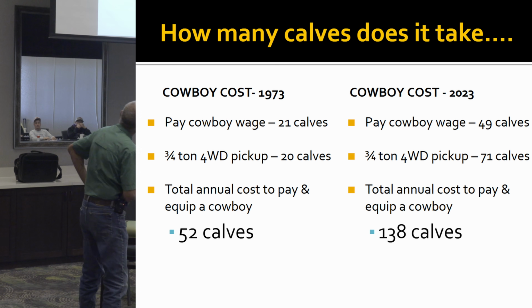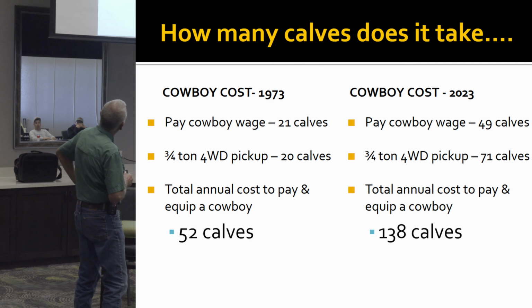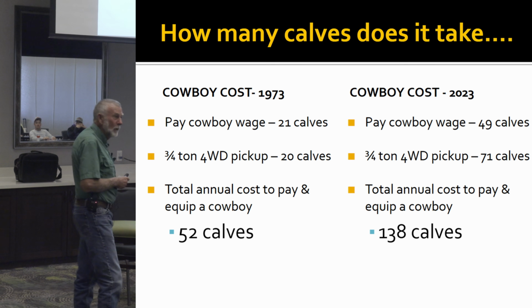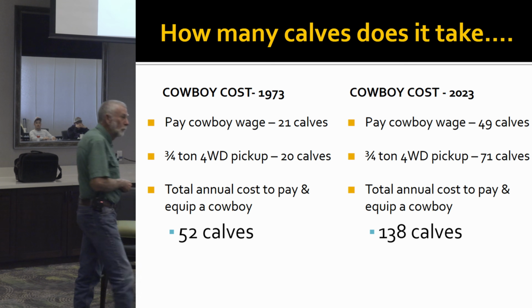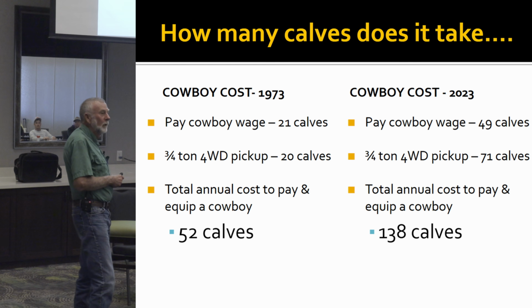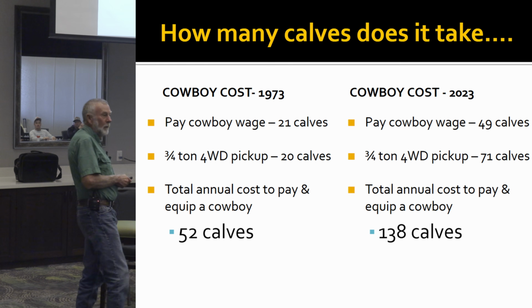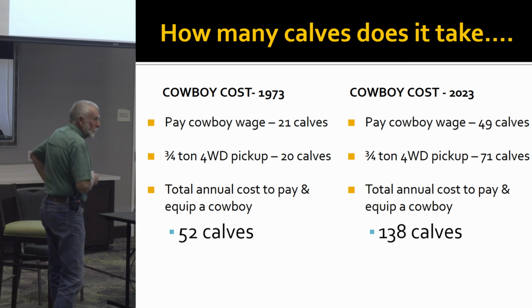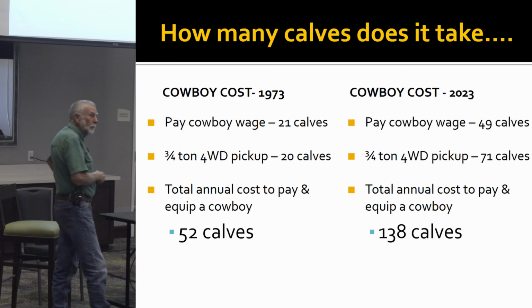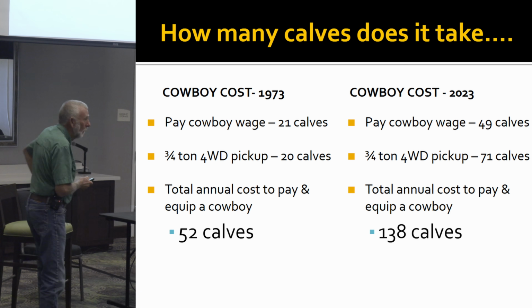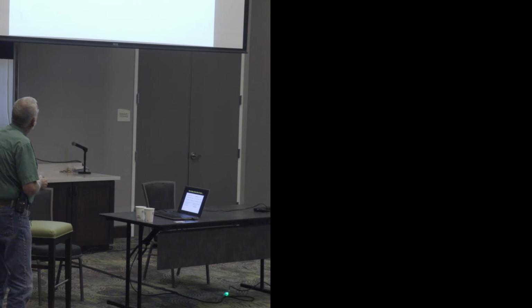Now, I find it interesting that in 73, the cost to pay the cowboy, the cost to buy a truck were essentially the same. Here, it's 40% higher for the truck. You know what that says to me? In the intervening 50 years, we put a lot more value on stuff than we do on people. So the total number of calves here, 138.